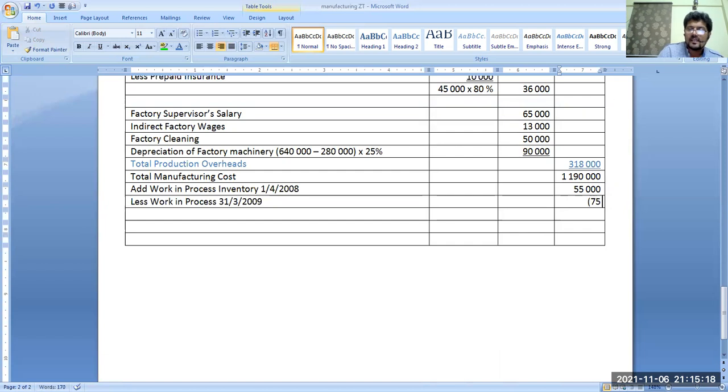75. Okay. And we will get the amount: 1,190,000 plus 55 minus 75, answer is 1,170,000. Okay, this is called COP, cost of production. Are you getting my point clear? This is called cost of production.